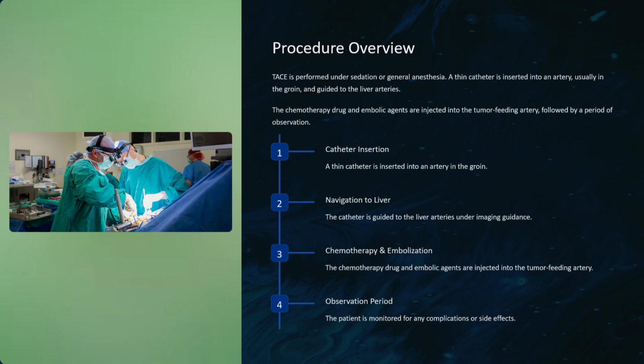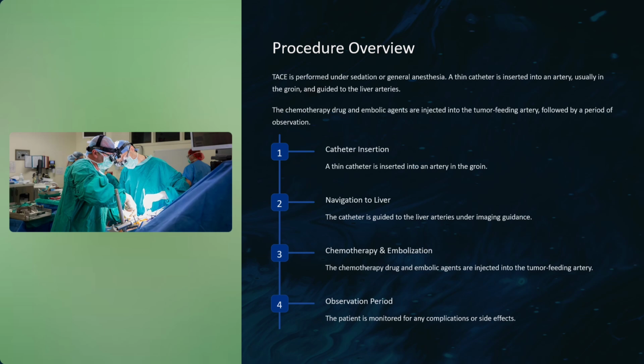So first is the catheter insertion. The thin catheter is inserted into the artery in the groin, that is the femoral artery. Then comes the navigation to the liver, that is the catheter is guided to the liver arteries under imaging guidance. I'll do one presentation related to the Seldinger technique of femoral artery catheterization.